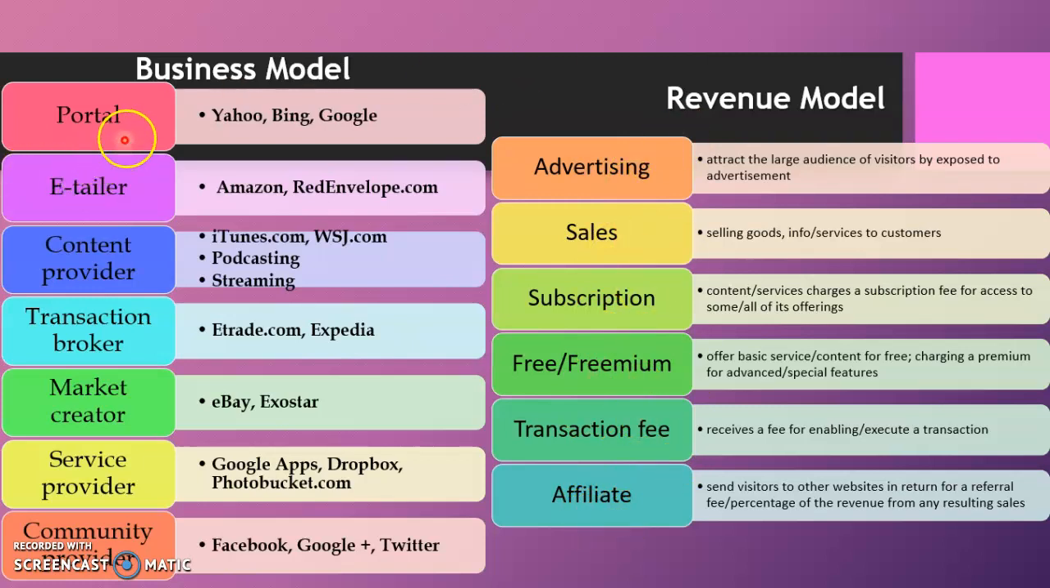Let's look at the business model. The first one is portal. You can do your business by using a portal, for example, Yahoo, Bing, Google. Google is the main pioneer of the portal. It became greater and greater since they offered the service to the user until now. So this is what Google did.